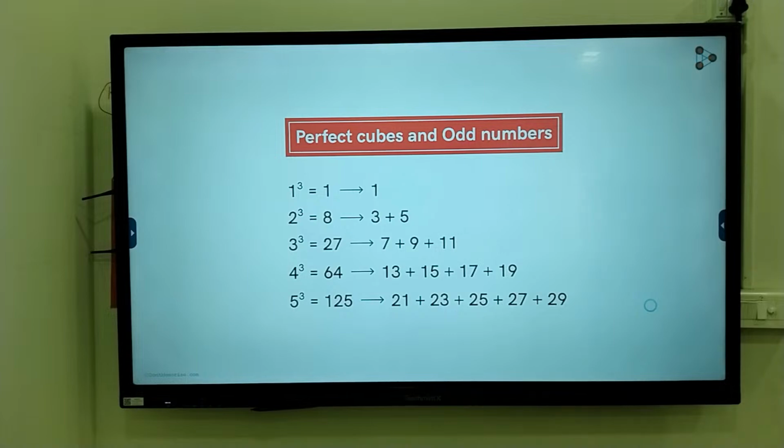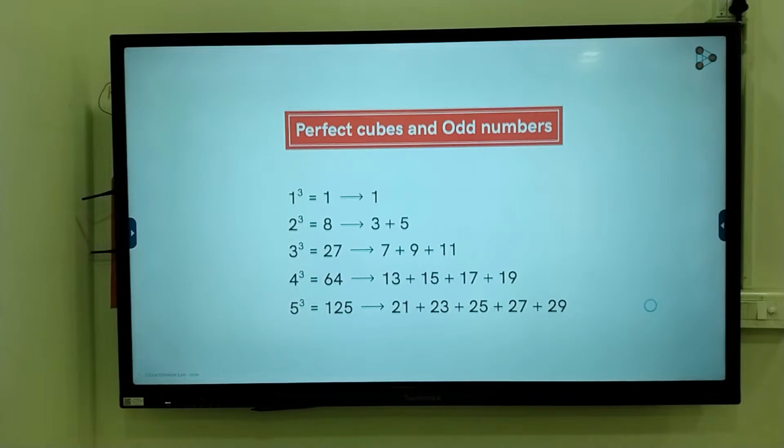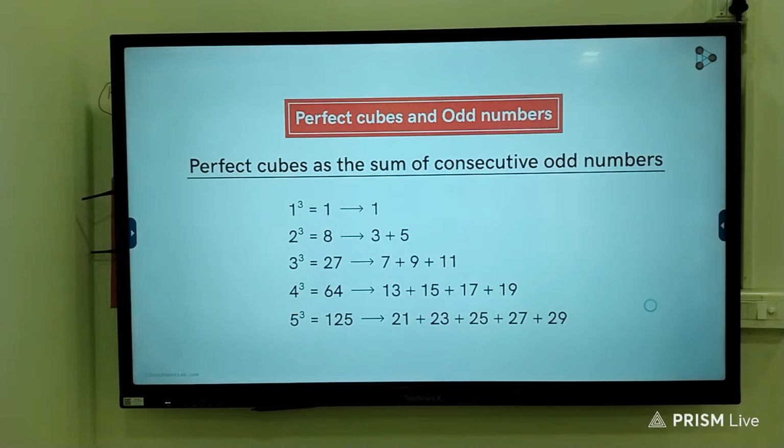Now, is there any pattern here? Yes, the first cube number is 1, which is the first odd number. The second cube number 8 is the sum of the next two consecutive odd numbers 3 and 5. The third cube number is 27, the sum of the next three consecutive odd numbers 7, 9 and 11. And this goes on. So in this way, we can represent perfect cubes as the sum of consecutive odd numbers.